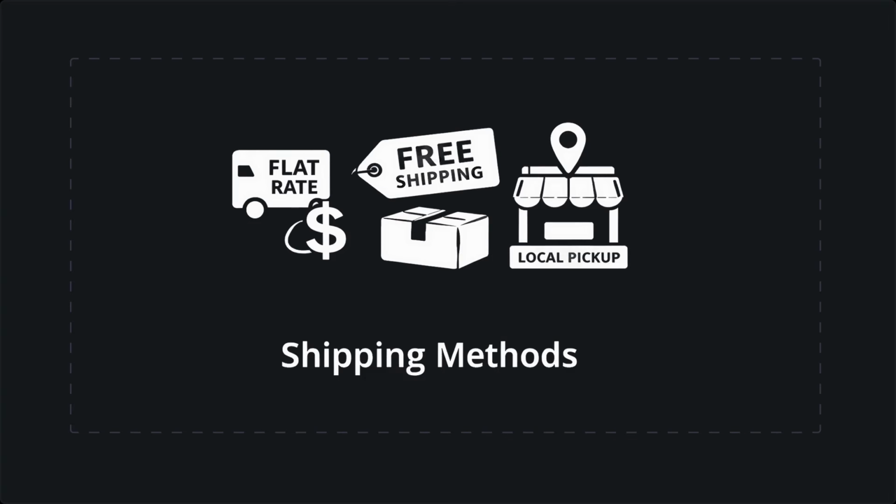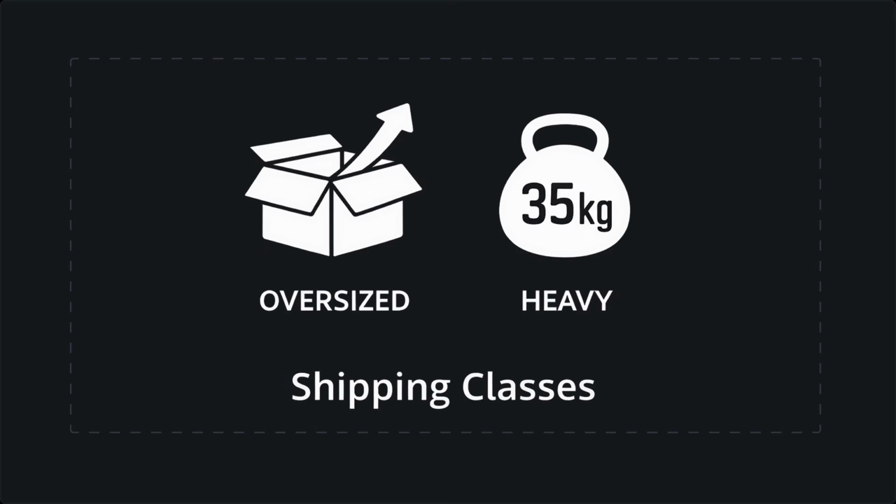Next, shipping methods determine how much you charge within a zone. These are the options customers see at checkout, such as flat rate shipping, free shipping, or local pickup. And then thirdly, shipping classes are optional categories for products that cost more to ship. If you sell items with very different shipping requirements, such as heavy or oversized products, shipping classes allow you to charge different rates. A helpful way to remember this is zone means where, method means how much, and class means which products.